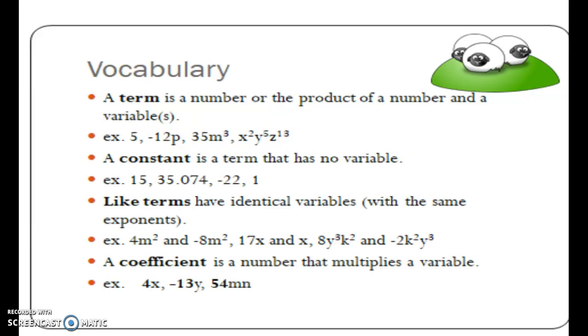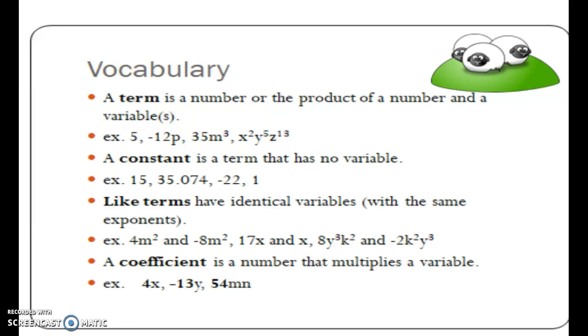All right, so the next one, like terms, have identical variables with the same exponents. Has nothing to do with the number in front of it. It's just identical letters, X, Y, B, A. So examples, 4m squared and negative 8m squared are like terms because they have the same variable. 17x and x are like terms. 8y cubed, k to the second, and negative 2 k to the second, y to the third are like terms.